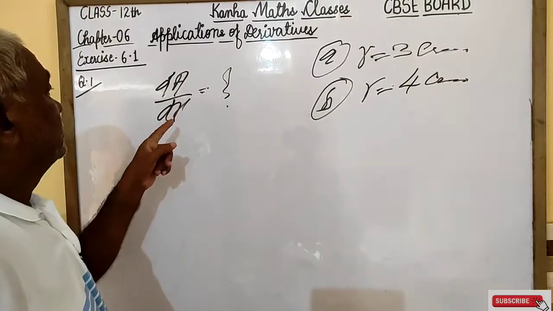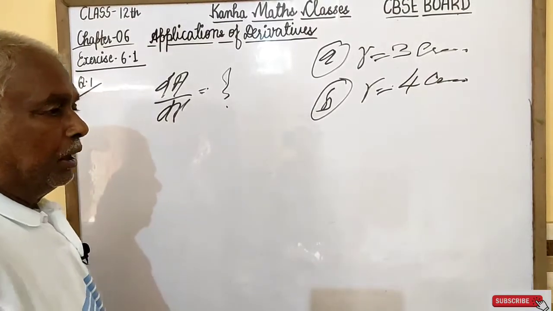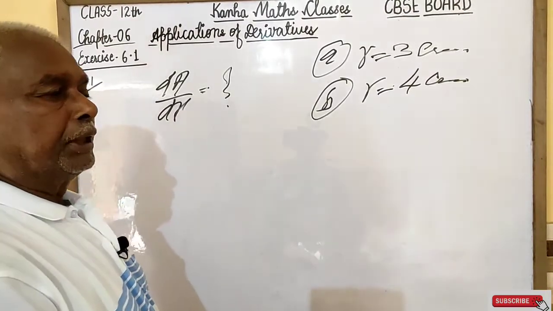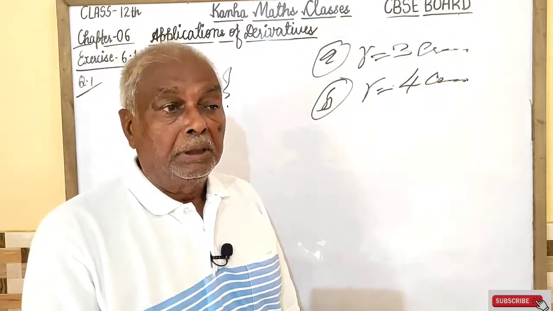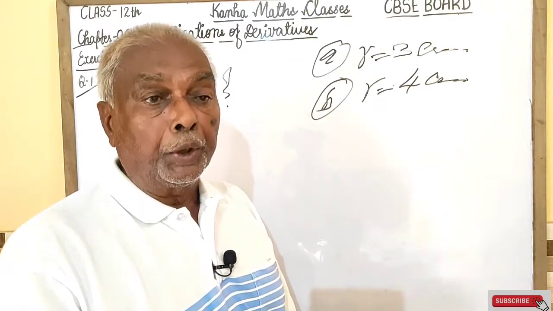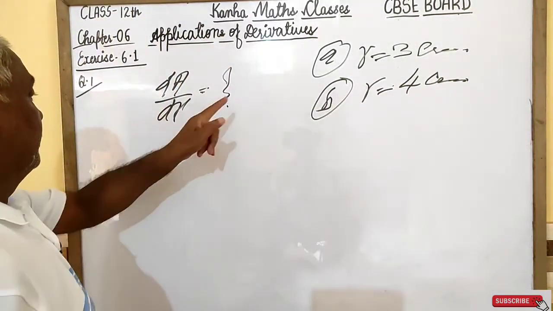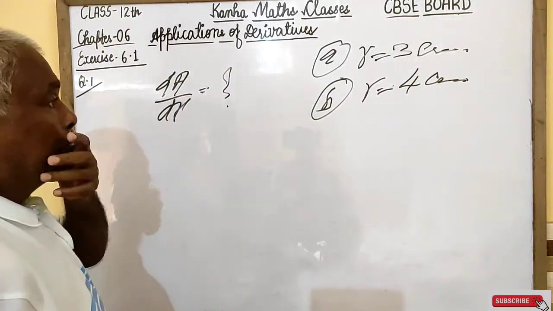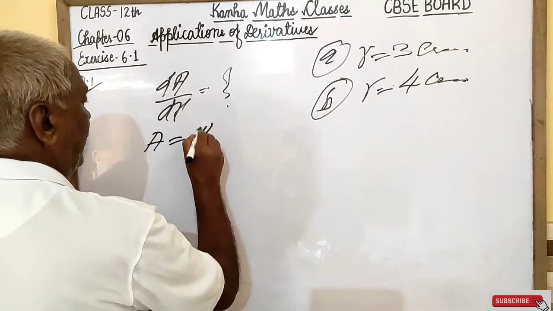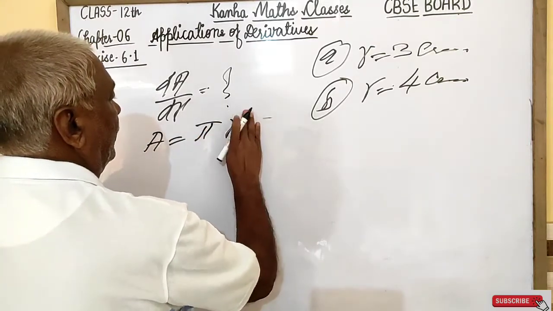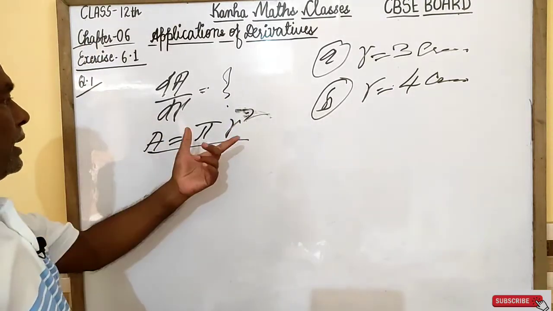area of a circle, and the enhancement of the area of a circle with respect to its radius. If the radius increases, the area of the circle will also increase. So what will be the rate of area increasing with respect to the radius increasing? We will have to find dA by dr. The area of a circle whose radius is r is A equal to pi r square. So the area of a circle is equal to pi r square.